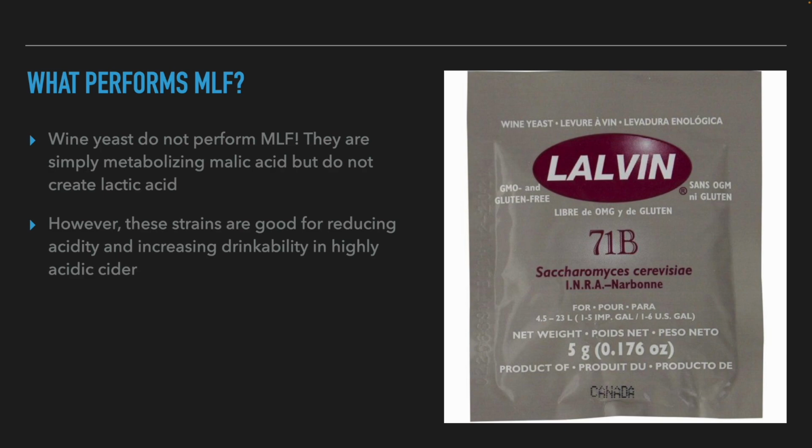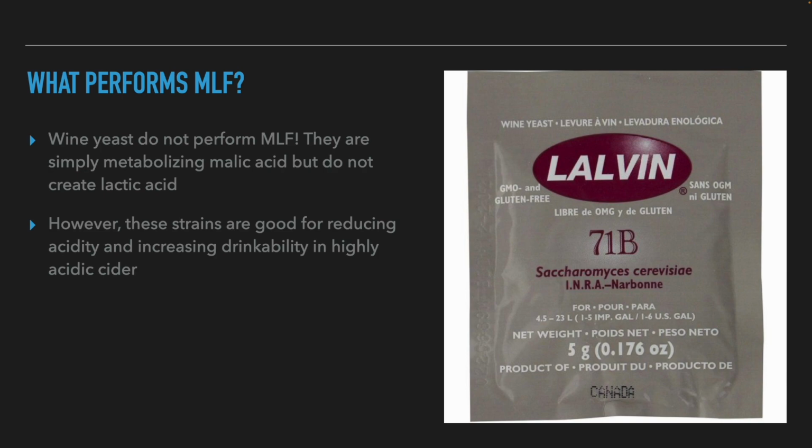Wine yeast like 71B, despite what you read on the internet, in fact do not perform MLF. Some of them digest some of the malic acid, but it's not malolactic fermentation. It doesn't create lactic acid and it doesn't create spicy or smoky phenols. Using these yeasts will not turn a New World cider into an English cider. But this variety is useful for reducing acidity and making a cider from very acidic apples.